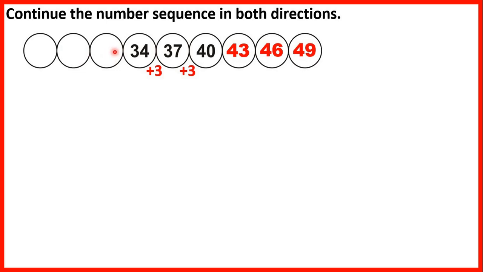And now we can find the number before 34, because this number plus 3 is 34. So because we're now working backwards, if we work out 34 minus 3, that's 31. So that tells us that 31 plus 3 is 34. And then here we can work out 31 minus 3, so that's 28. And 28 minus 3 is 25.